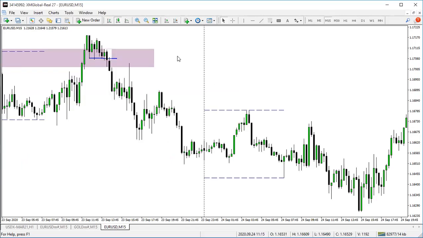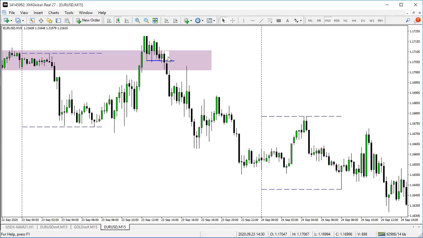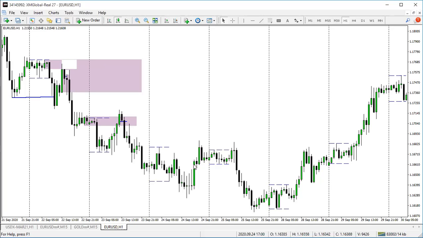Even on 15 minutes, the same thing. Higher high, higher low. Then there was a BMS, lower low, and this was a lower high. Return to order block. And then now, this was a mess.